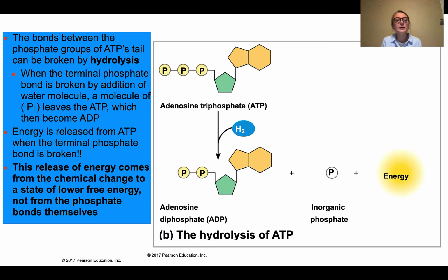So these phosphate groups can be broken by hydrolysis. When the terminal phosphate bond, that last phosphate group, that 3rd phosphate group, is broken, then a molecule of phosphate leaves ATP, which is now no longer adenosine triphosphate, it's now adenosine diphosphate, ADP. Energy is released from ATP when that terminal phosphate bond is broken. Now, again, remember that this release of energy comes from the chemical change to a state of lower free energy, not from the phosphate bonds themselves.